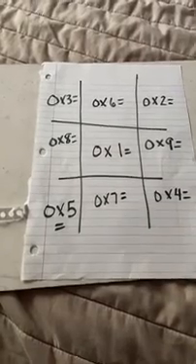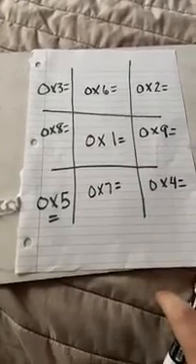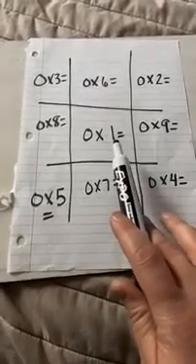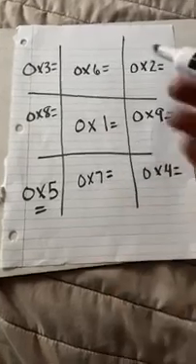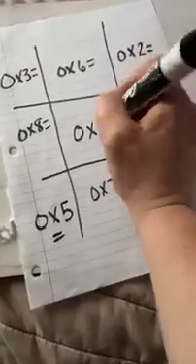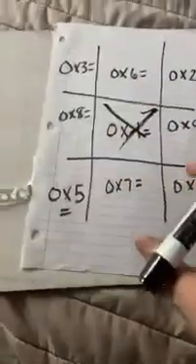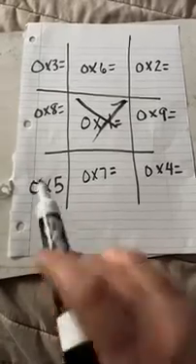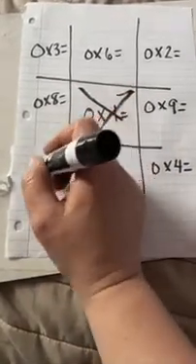And I want you to say, okay, I'm going to start first. And you're going to pick one of your squares. And I'm going to pick this middle one. 0 times 1 equals 0. So then I would cross it out with my X, because I know that that's my spot. Then my partner would go, and they would say 0 times 5 equals 0. So then they would get to put their O right there on top of it.